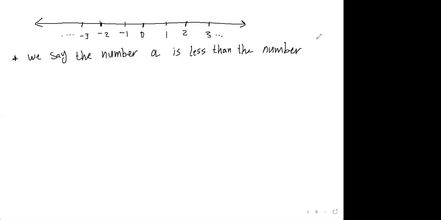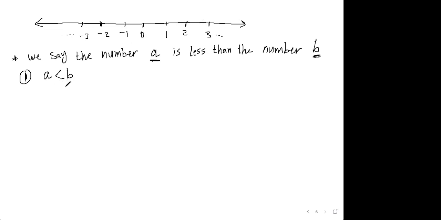Suppose I have two numbers. First number is A, second number is B, and I say the number A is less than the number B. What does that mean? That means I can denote it as the inequality A less than B. And also this means the number B is greater than A. That means the number A is lying on the real line to the left of the number B.